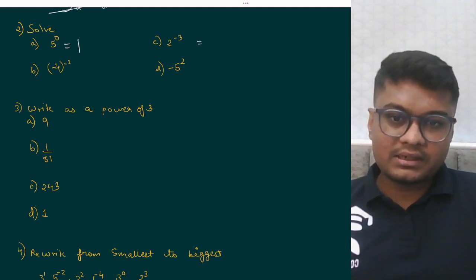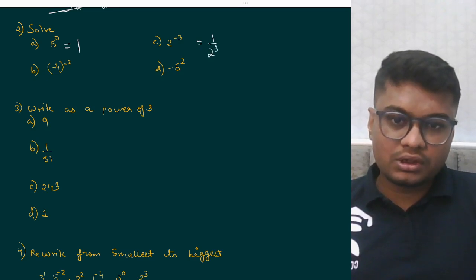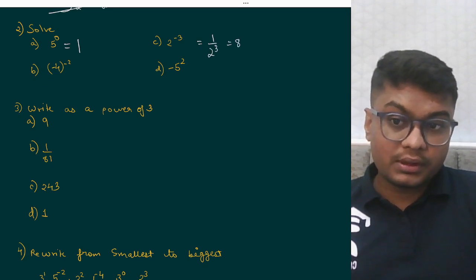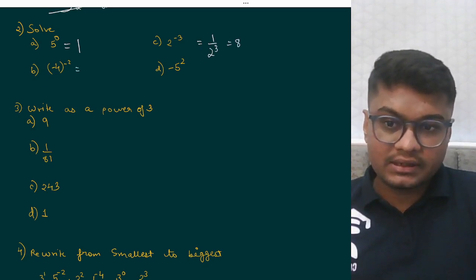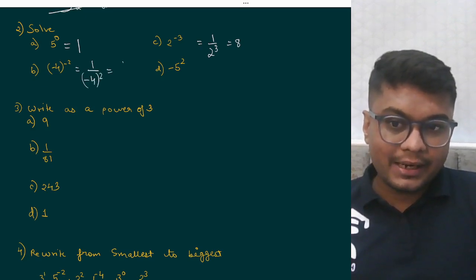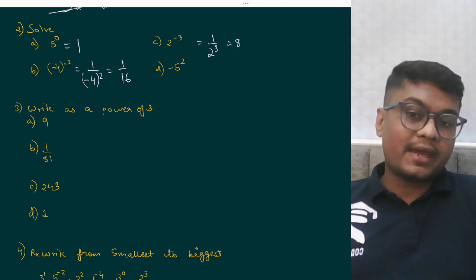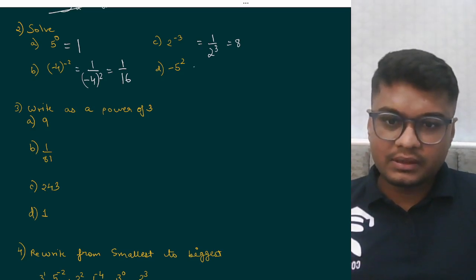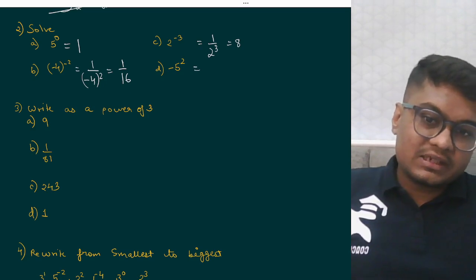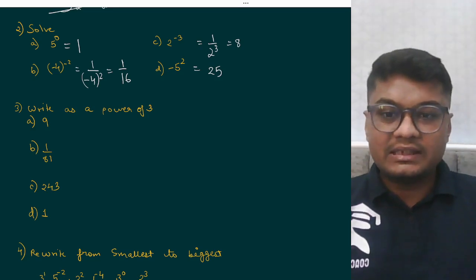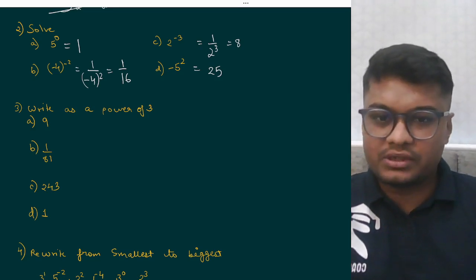Then 2 raised to minus 3 can be written as 1 upon 2 raised to 3, which is equal to 8. Minus 4 raised to minus 2, can I say this becomes 1 upon minus 4 raised to 2. And I told you if the power is even, the answer will always be positive. So 4 square is 16, right? Now minus 5 square, if the power is even, the answer will always be positive. So it's 25.